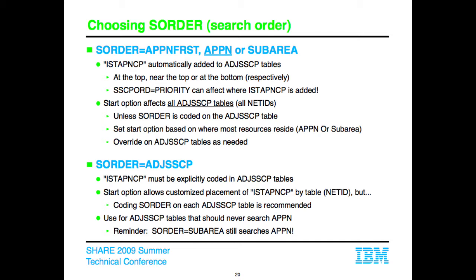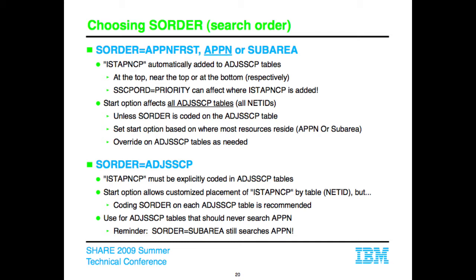If you code SORDER equals APPN as opposed to APPNFRST, then we would tend to put the IST.APPN.CP entry toward the top of the adjacent SSCP table, but there are a couple of other entries that could float above it, like the predefined owning CDRM name, if you have that coded on a CDRSC. Or if you had already searched through subarea and found it through subarea, the learned owning CDRM name may be stuck in there. You'll see that on my next iBuster chart, but the bottom line is SORDER equals APPN prefers APPN, but does not always search APPN first. SORDER equals APPNFRST always, always, always searches APPN first.